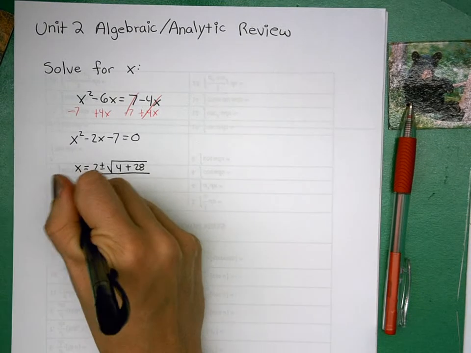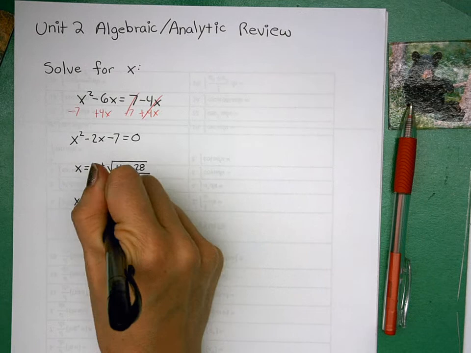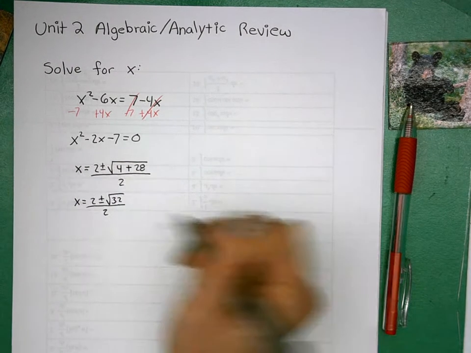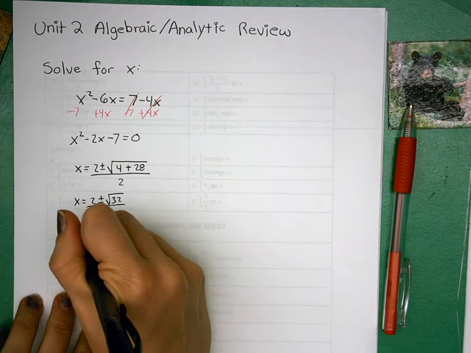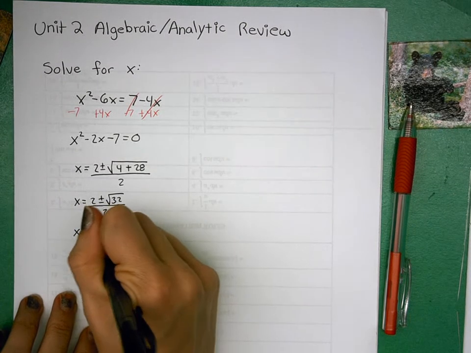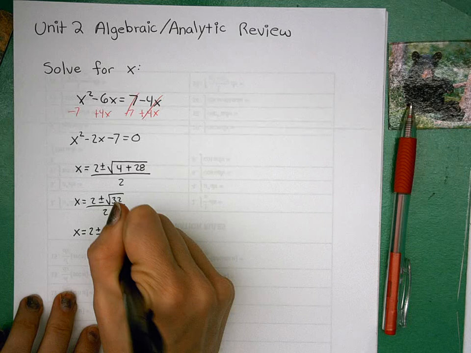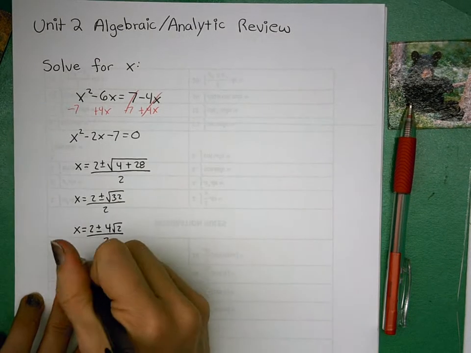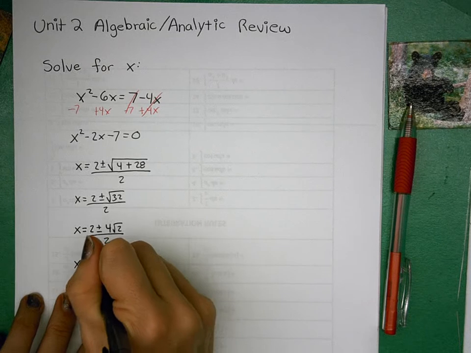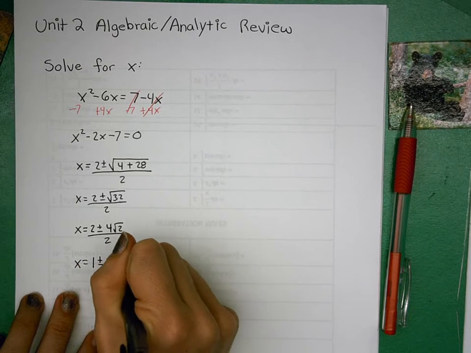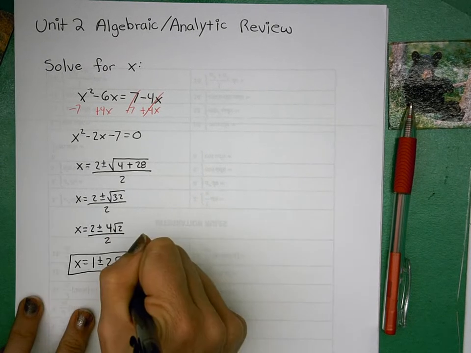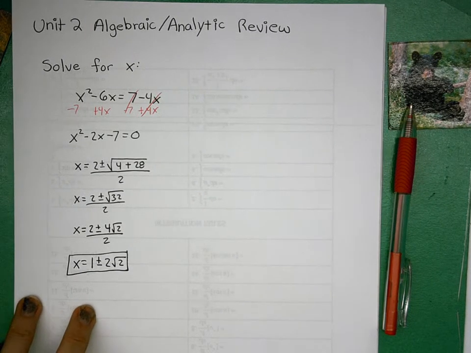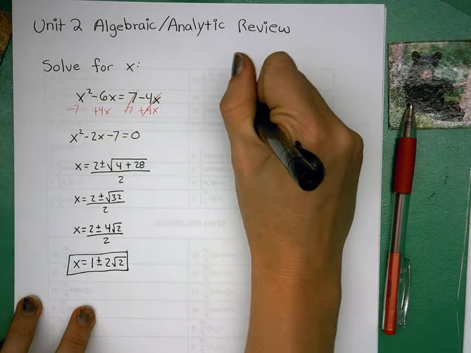And then this does simplify, so we have x equals 2 plus or minus 4 plus 28 is 32. The square root of 32, a perfect square that comes out of 32 is 16. So the square root of 16 is 4. And then this does simplify. 2 divided by 2 would be 1. 4 divided by 2 would be 2. And we've got our answer. Okay? So let me go ahead and give you another one.